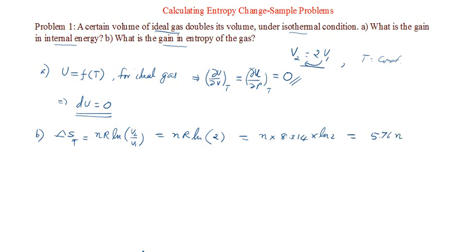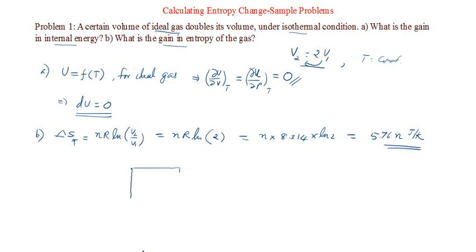So if it is for 1 mole, it will be 5.76 joule per kilogram. Sorry, joule per Kelvin, because it's entropy change. So the unit is joule per Kelvin. So that is the answer here, and that is a significant thing. Even though there is no change in internal energy of the system, there will be a change in the entropy. There is a gain in entropy of the gas, because the gas has doubled its volume.